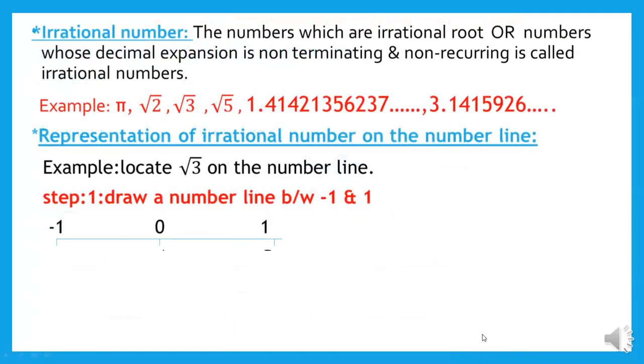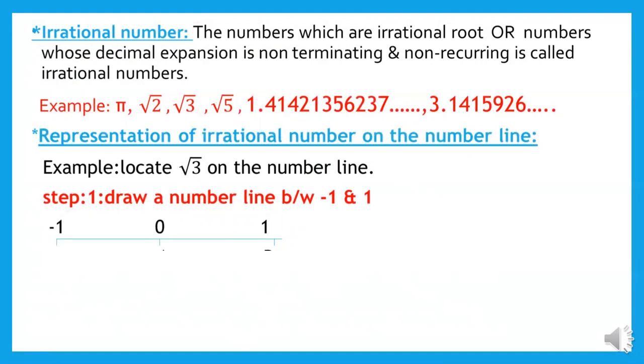Next, irrational numbers. The numbers which are having irrational root or the numbers whose decimal expansion is non-terminating or non-recurring are called irrational numbers. For this, we have already taken examples: pi, root 2, root 3, root 5, 1.414, 3.141, and so on. So these numbers also we can represent on the number line. It is also very simple as well as very easy.